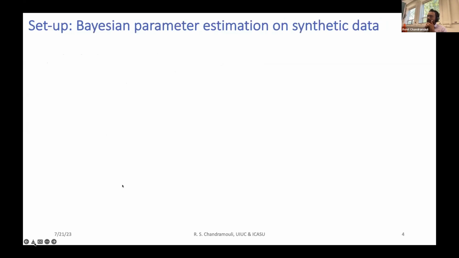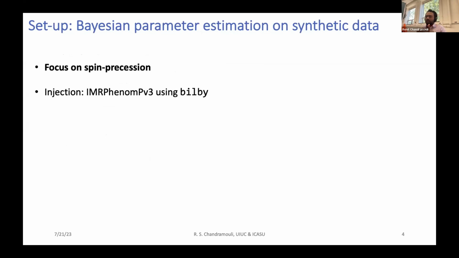And now I'm going to explain a little bit more about the setup of our Bayesian analysis pipeline. Again, I'm going to explain this in the context of spin precession, but the framework is fairly general, and we can do this for eccentricity or even higher modes. For injections, we're going to use IMRPhenomPv3, which is a doubly precessing waveform model, and we use Bilby to generate these injections.